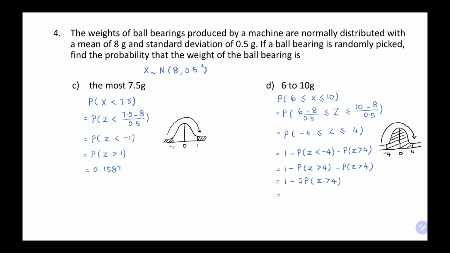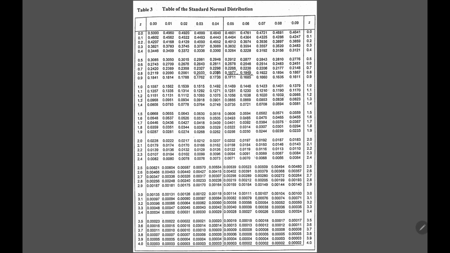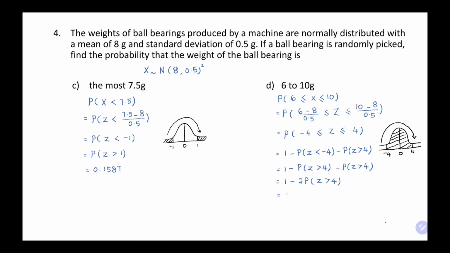So we check the table since the sign is greater and the value is positive. So we check Z equals to 4. Then we have 0.00003. So we put the answer 1 minus 2 times 0.00003.